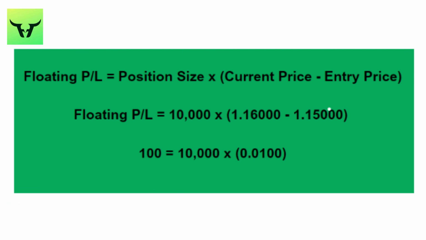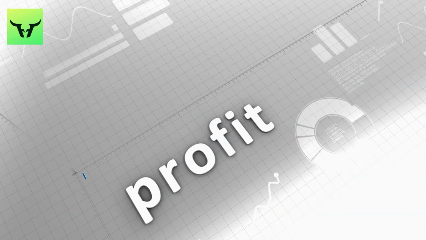Your position is up by 100 pips, and because you're playing with a tiny lot where every pip counts as $1, you're looking at a floating profit of $100, 100 pips x $1. Riding the waves of profit.